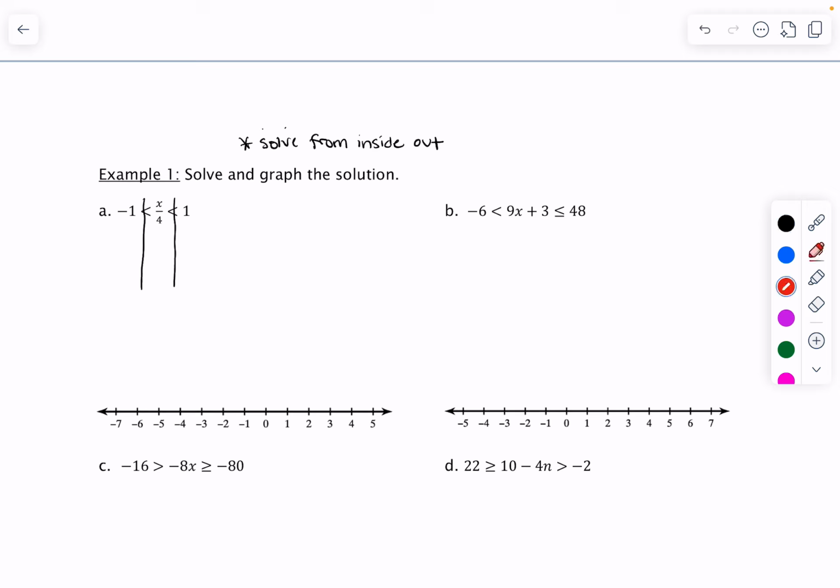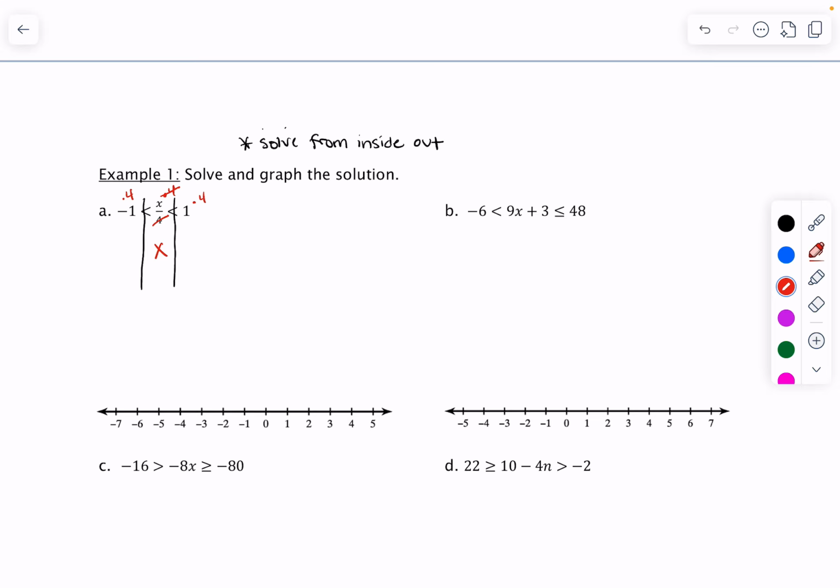In the case of the first example, to undo this 4, division by 4, you're going to multiply every side by 4. So I'm multiplying that middle by 4 because then these cancel out and I'm just left with x. But when I do that, I have to multiply on either side of both lines. That's the new idea here.